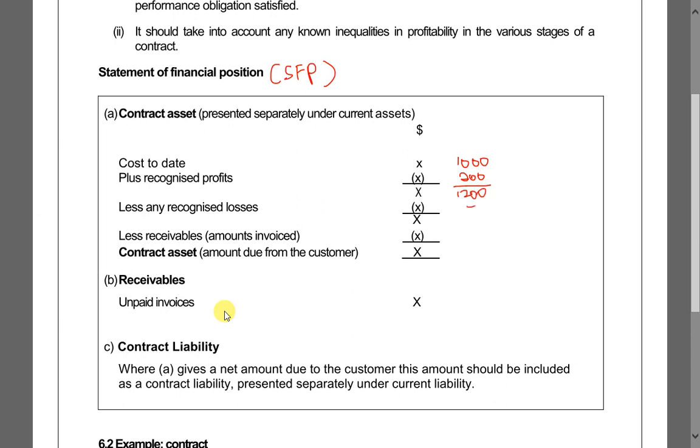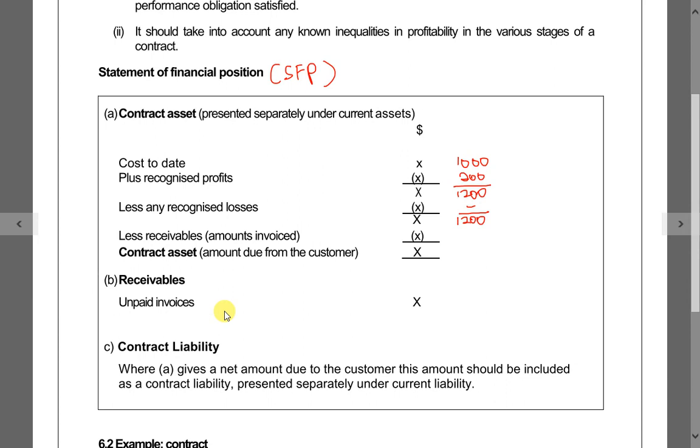So at this level here, normally any recognized losses we ignore. So what is this 1,200 here? Cost plus profit. The total 1,200 is actually the sales, correct? So cost plus profit is actually the sales. So this is the total cost incurred. SFP is always the cumulative, the total, cumulative.